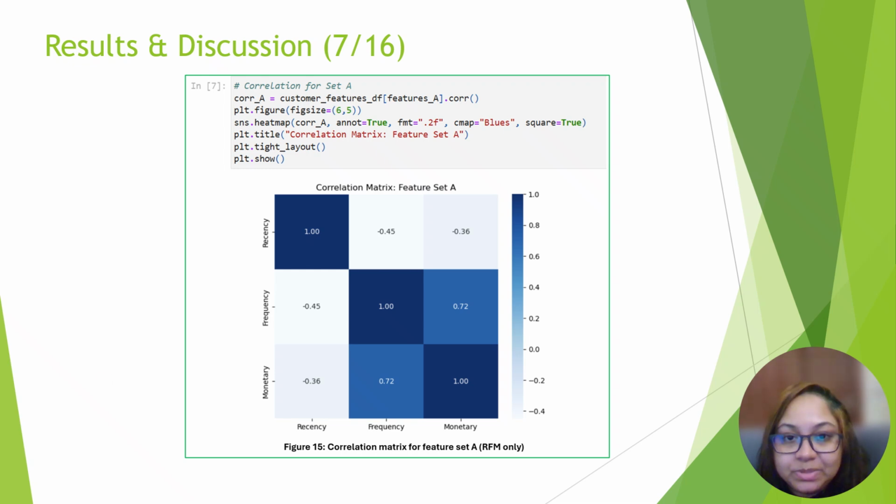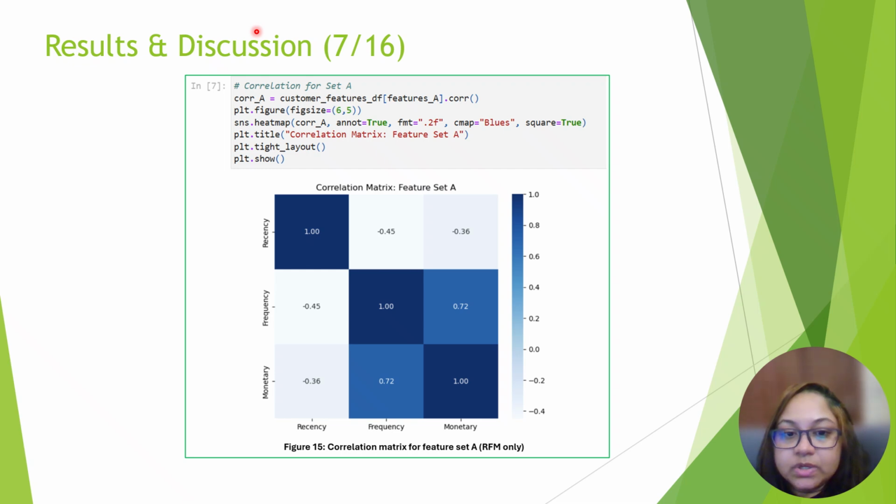Next, we have the correlation matrices. So feature correlations were computed and visualized to identify multicollinearity that may affect clustering. So here is the correlation matrix for feature set A. And in the next slide, we will also have the correlation matrix for feature set B.